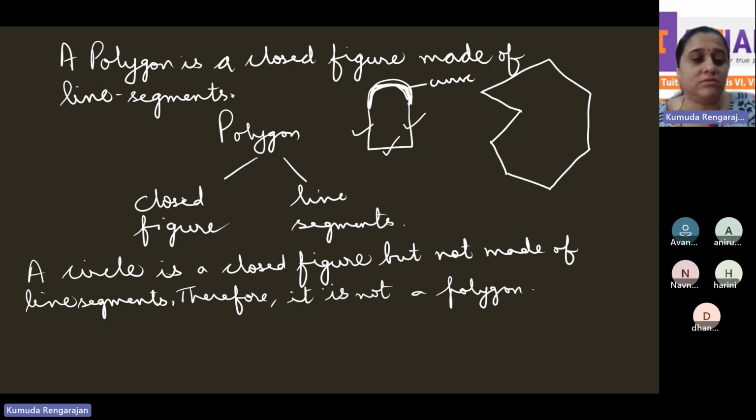All right, children. So that's what it is. So this one is closed. It is a closed figure, but it's not. It's made up of 3 line segments. But this one is not a line segment. So it's not a polygon. Right?